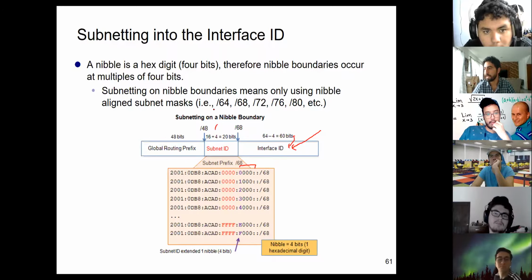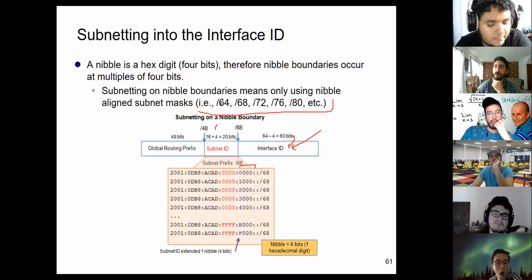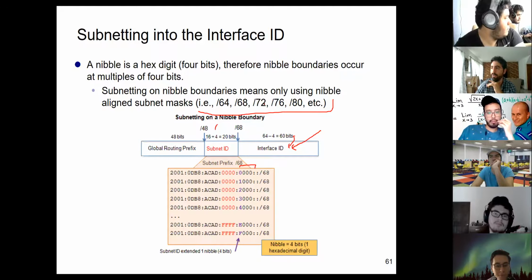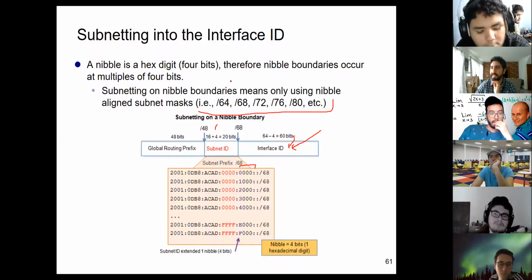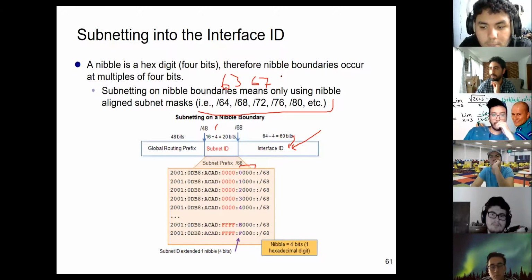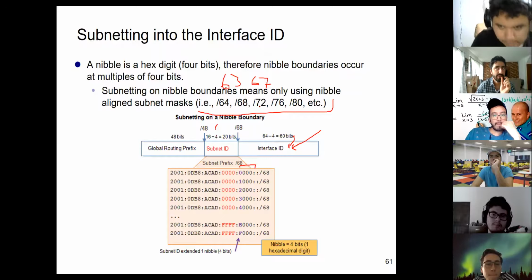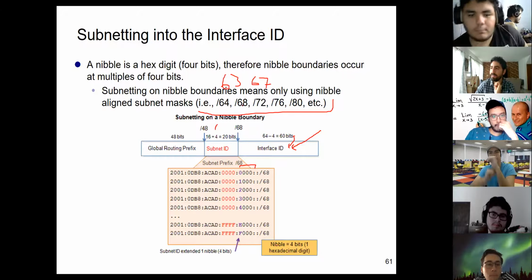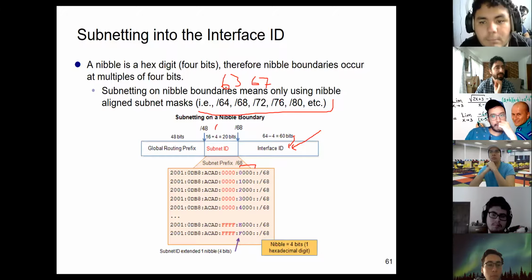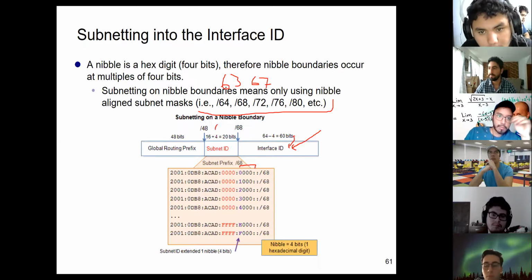So subnets can grow, because as I mentioned, if you consider taking a nibble from your interface ID, then subnets can increase like 64, 68, 72, 76. So we don't really see, for example, 63 here, or 67, 62, okay? So it goes like 64, 68, because we're considering borrowing one nibble here. Here we consider borrowing 2 nibbles, 3 nibbles, 4 nibbles, and so on. So that's for IPv6.